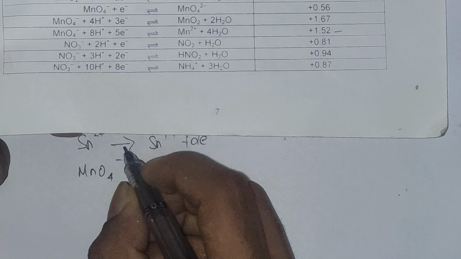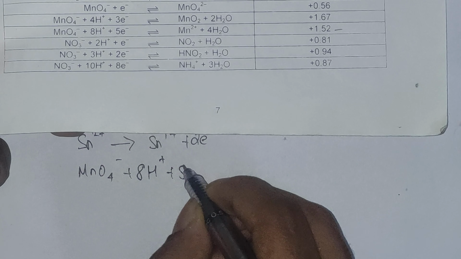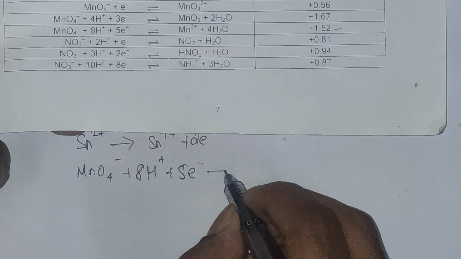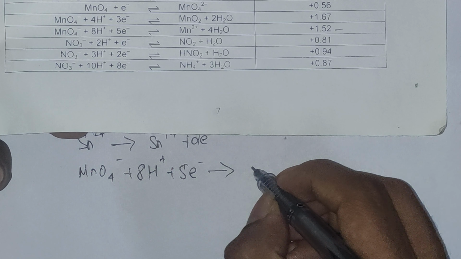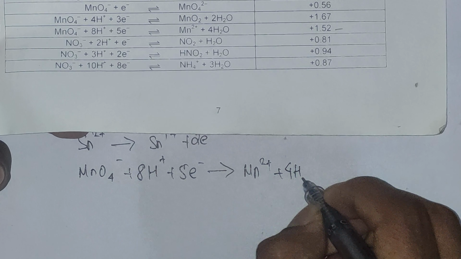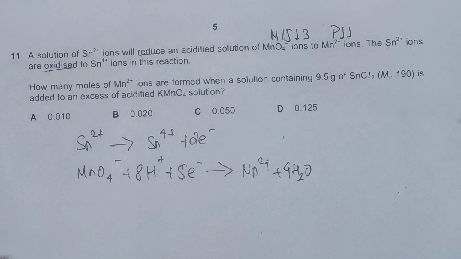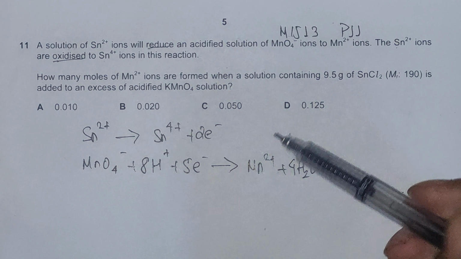If we copy the equation, it is MnO4- plus 8H+ plus 5e-, and it will give us Mn2+ plus 4H2O. We don't need the reversible arrow because we are not concerned about that. This is what our question exactly wants, reduction of MnO4- to Mn2+.